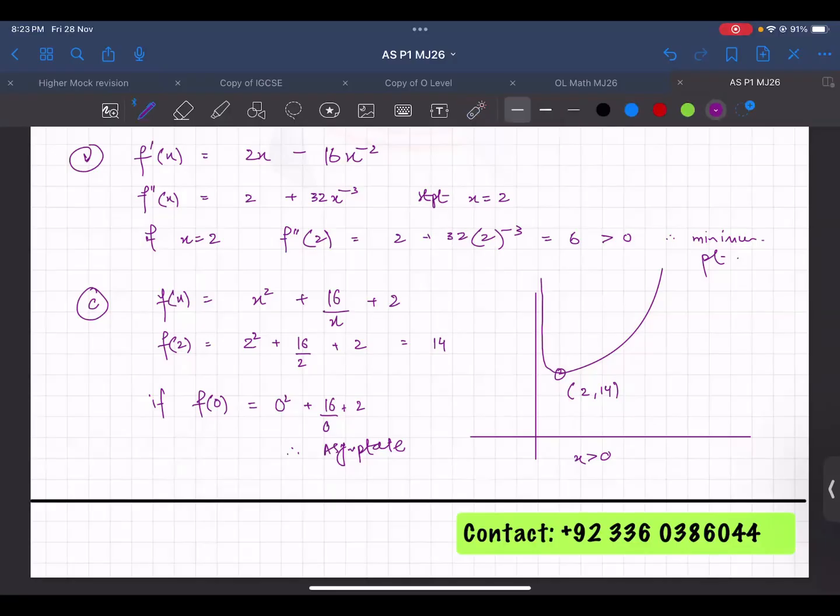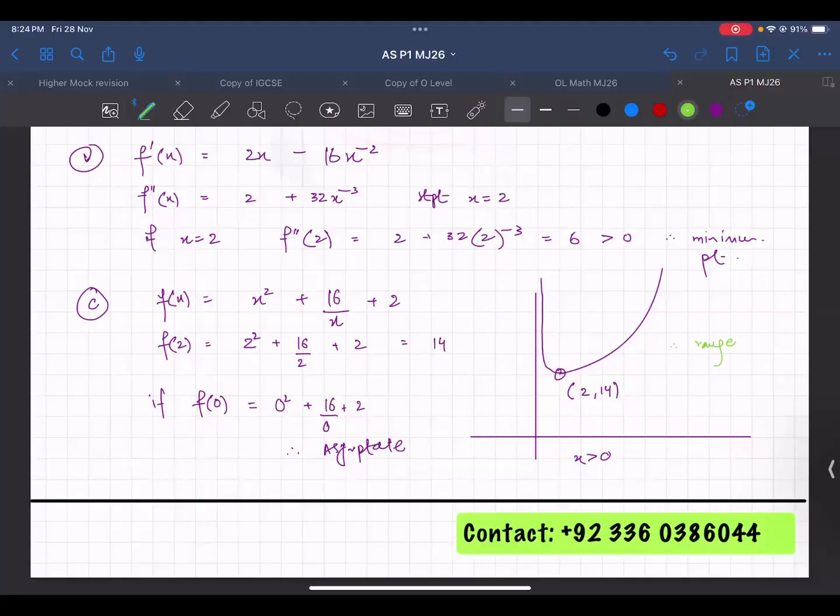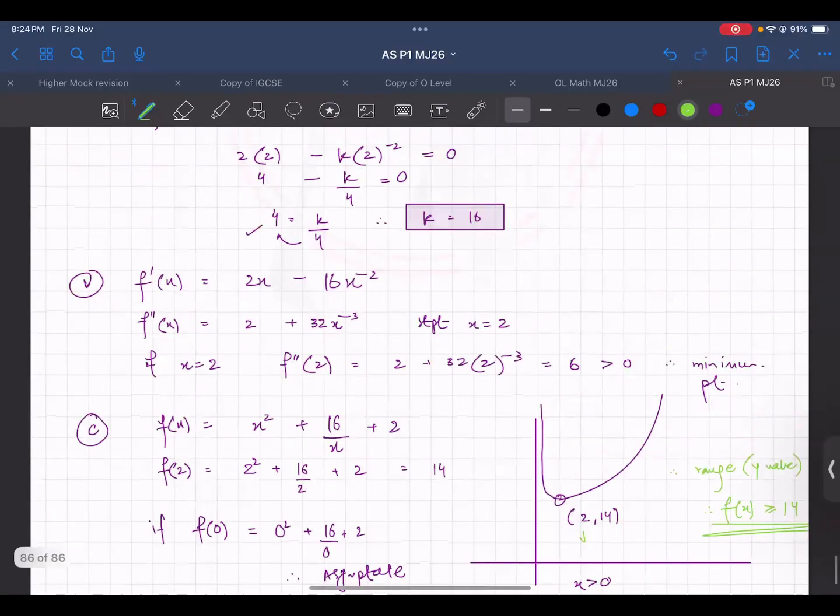So what is the range, Ryan? What is the range? Ryan, what is the range now? Greater than 2. Greater than 2 is the x value. I'm asking for the y value. The range is 14. Yes, that is your range. So f(x) is greater than or equal to 14. Okay, getting it or not?